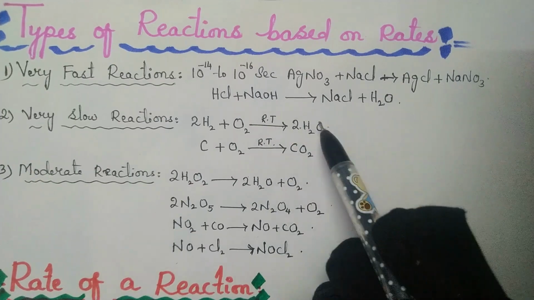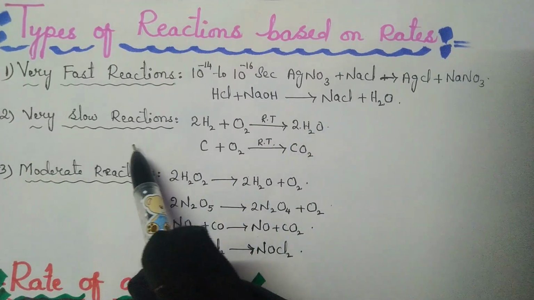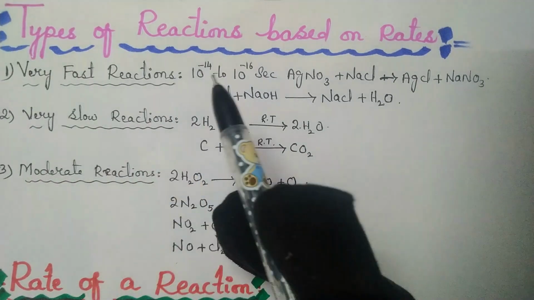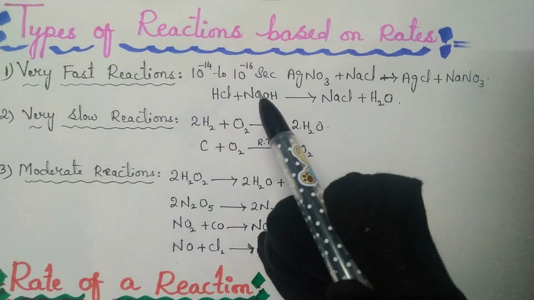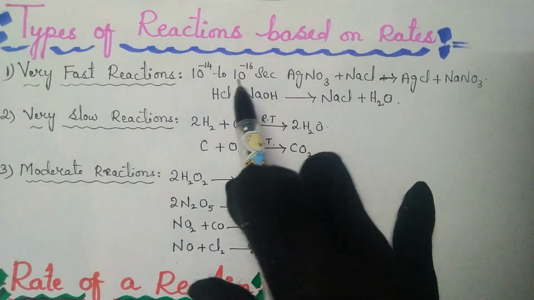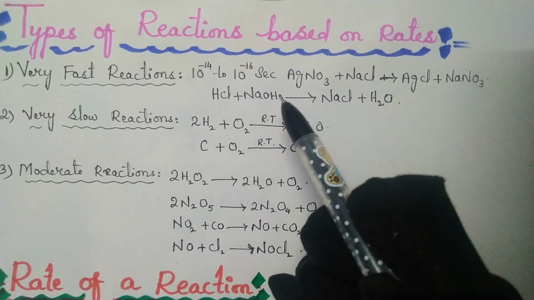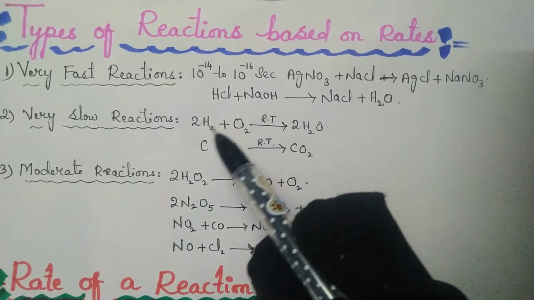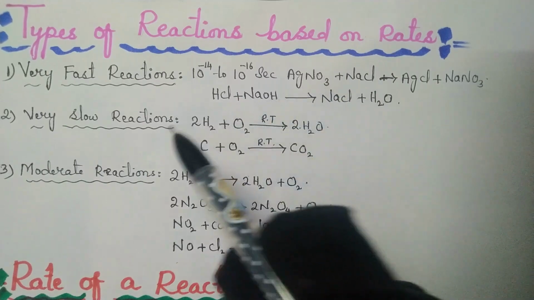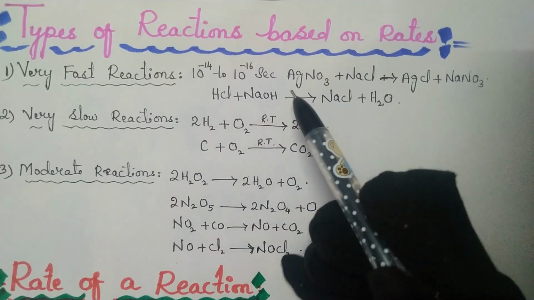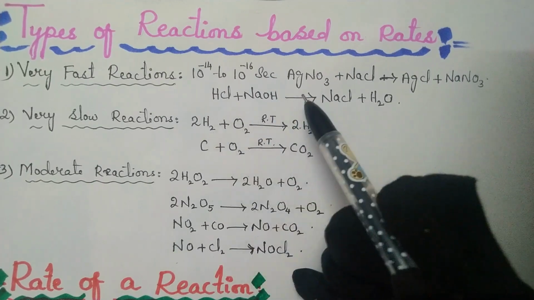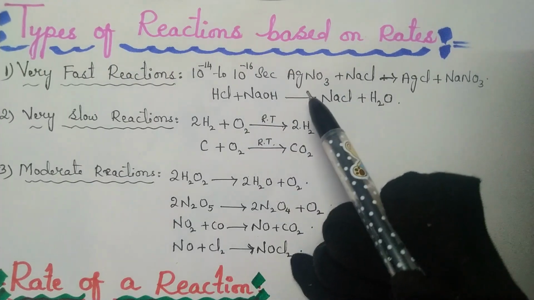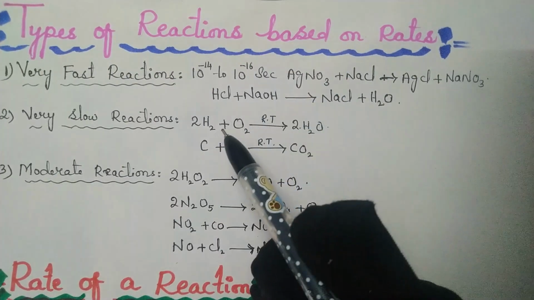Now let's understand the second one, very slow reactions. There are certain reactions which are extremely slow. They may take months together to show any small change at room temperature. Please note, I am saying at room temperature. Obviously if we increase or decrease the temperature, make suitable changes, or use a catalyst, then we can speed up the reactions, but at room temperature these reactions are very slow. As these reactions are very slow, it is also difficult to study their kinetics.